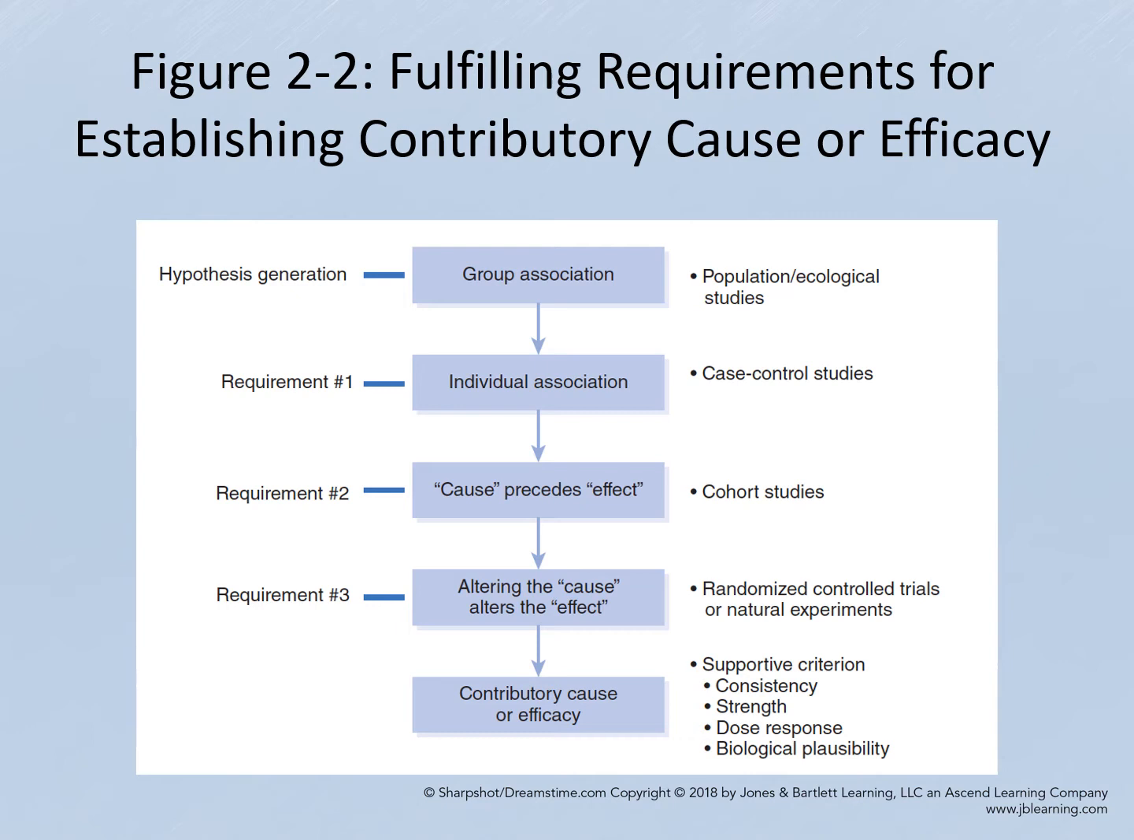case control study, or individual association. In order to identify individual association, we do a case control study. This, for example, is during the 1940s and 1950s, the individuals who developed lung cancer were far more likely to be regular smokers compared to individuals who did not smoke cigarettes.